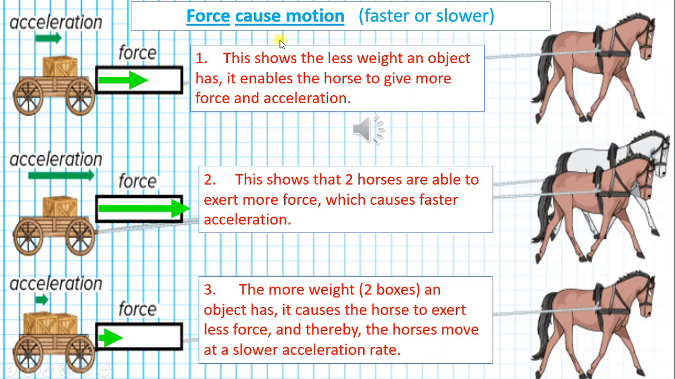Forces cause motion. Number 1. This shows the less weight an object has, it enables the horse to give more force and acceleration. Number 2. This shows that two horses are able to exert more force, which causes faster acceleration. Number 3. The more weight an object has, it causes the horse to exert less force, and thereby, the horses move at a slower acceleration rate.